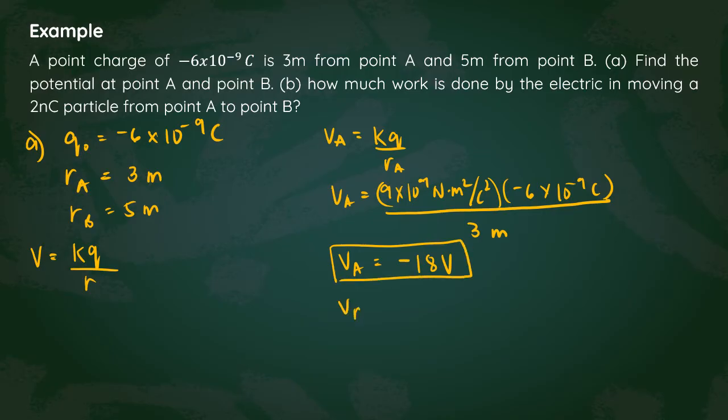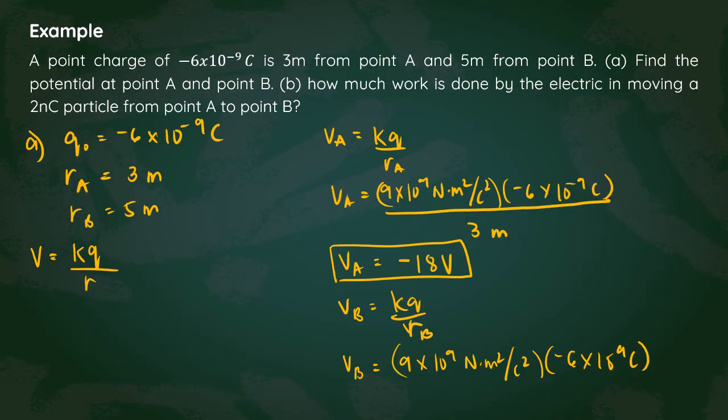Now for potential at point B, it will be KQ divided by RB. And that will be VB is equal to still 9 times 10 raised to 9 Newton meters squared per coulomb squared multiplied by negative 6 times 10 raised to negative 9 coulombs, because it's still the same charge. The only difference is that we are looking into the potential at a different point. And VB here is equal to, if you input that in your calculators, negative 10.8 volts. So your potential at point A is negative 18 volts, and potential at point B is negative 10.8 volts.